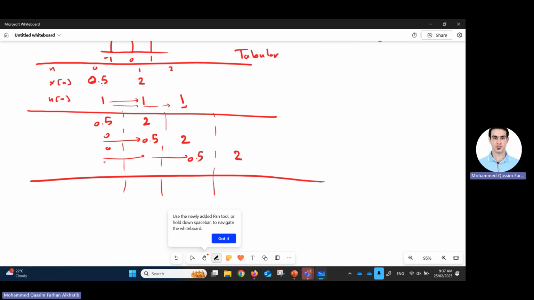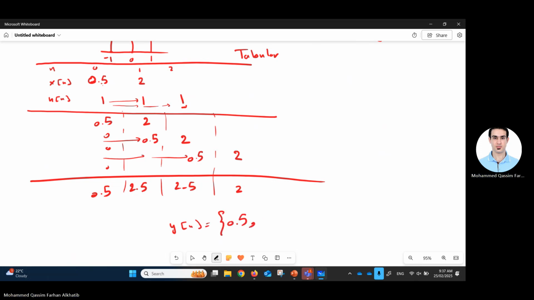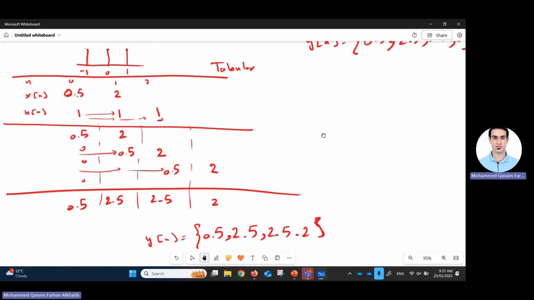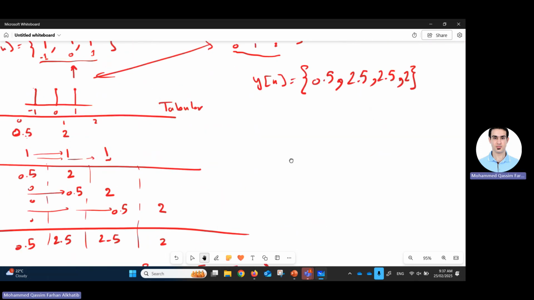0.5, there is nothing here, so I'll assume it's zeros. So I get 0.5. 2 plus half, 2.5, and 2. So if I want to write this answer, y of n equals 0.5, 2.5, 2.5, 2. Now notice, aren't they the same? 0.5, 2.5, 2.5, and 2, same.